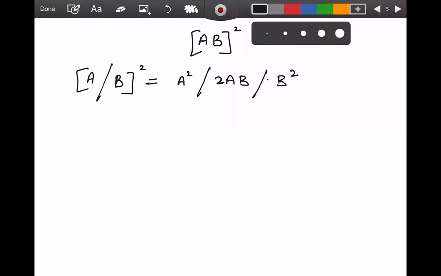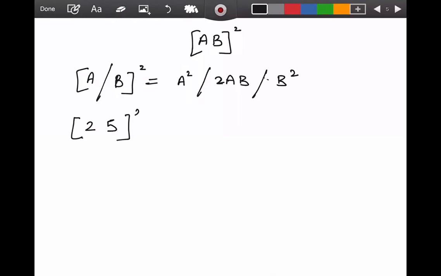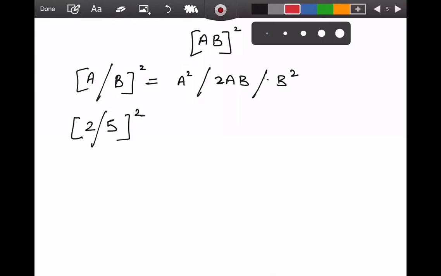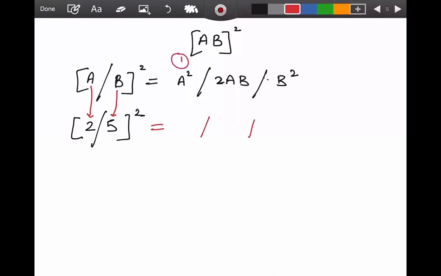Suppose I'll take a very easy number for now, 25 square. What I'm trying to do here is, I'm making this a and b. Is this clear? A is 2 and b is 5. First you'll write this, then you'll write this, and then in the middle you write this. So 2 square is 4, 5 square is 25, 2 into 2, 4 into 5 is 20. Got it?